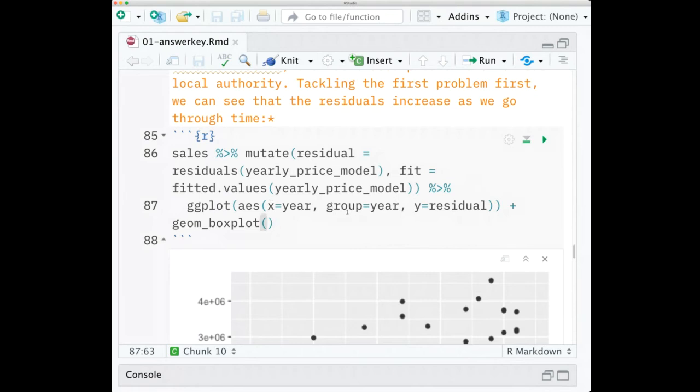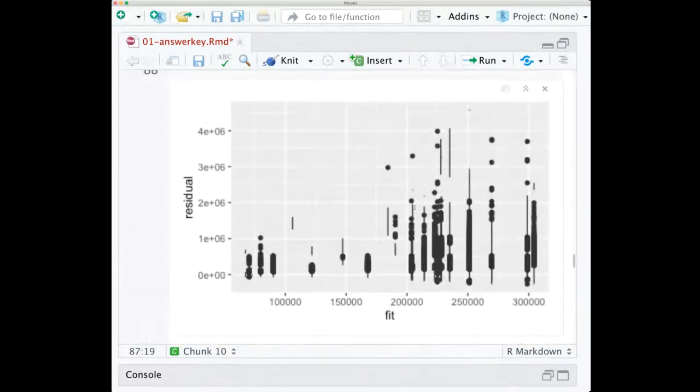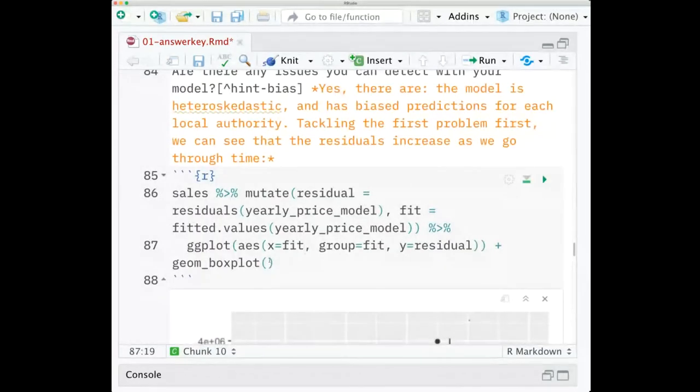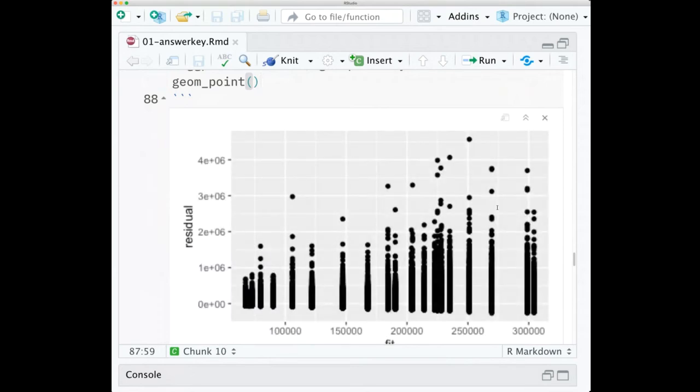Okay, so group year, geom_boxplot. We'll keep that and we'll just do group is equal to fit. We'll say x is fit. And instead of the box plot, we'll do geom_point. So some of you might have made a plot that looks like this. As I suggested, this is substantially similar to the other one. You can see that as prices get bigger, which is in this case a proxy for time going on, our variance increases.